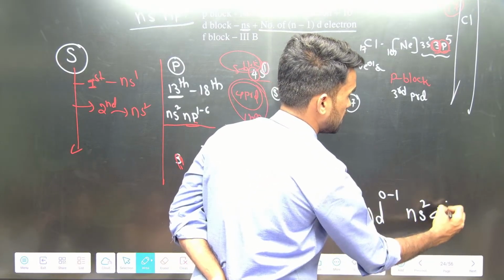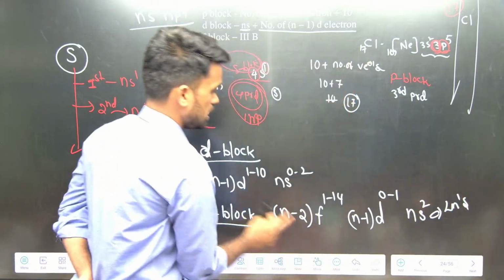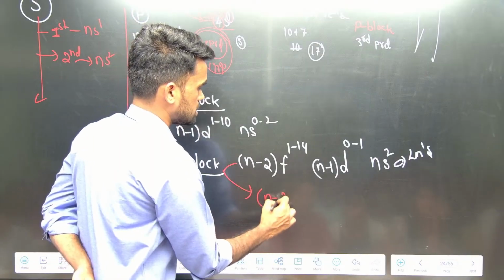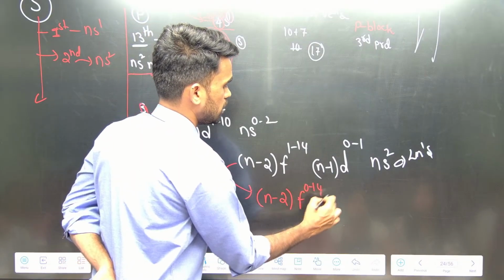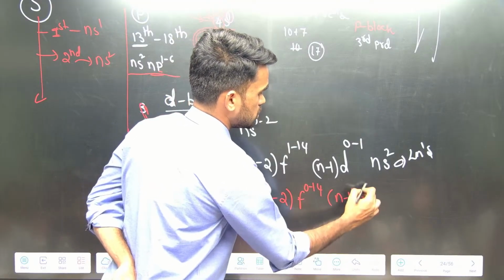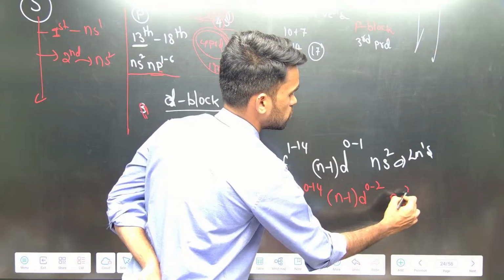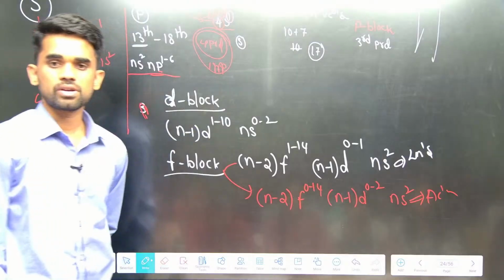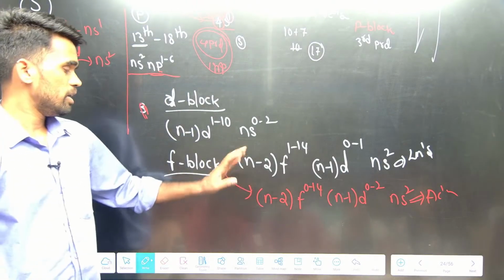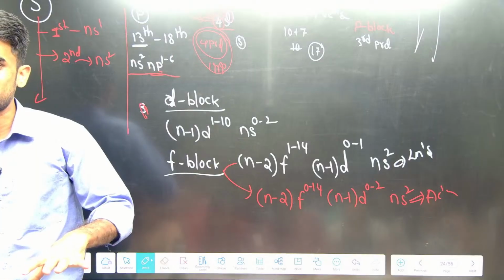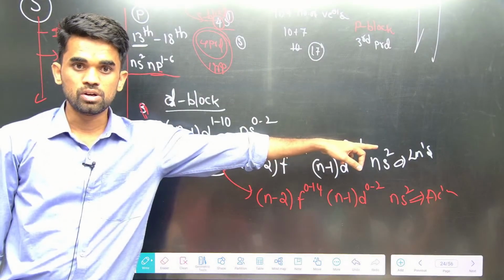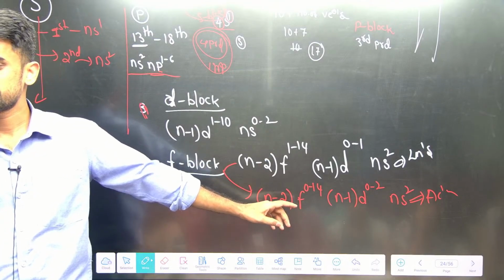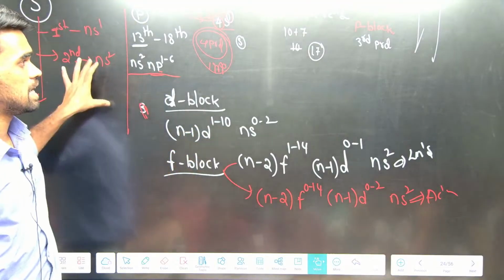This is for lanthanides. If they particularly mention actinides, you can write it like this: (n minus 2) f 0 to 14, (n minus 1) d 0 to 2, ns2. This is for actinides. So if they just mention f block element general electronic configuration, you can write like this. If they particularly ask for actinides, you should mention like this. That's it. So write this general electronic configuration.